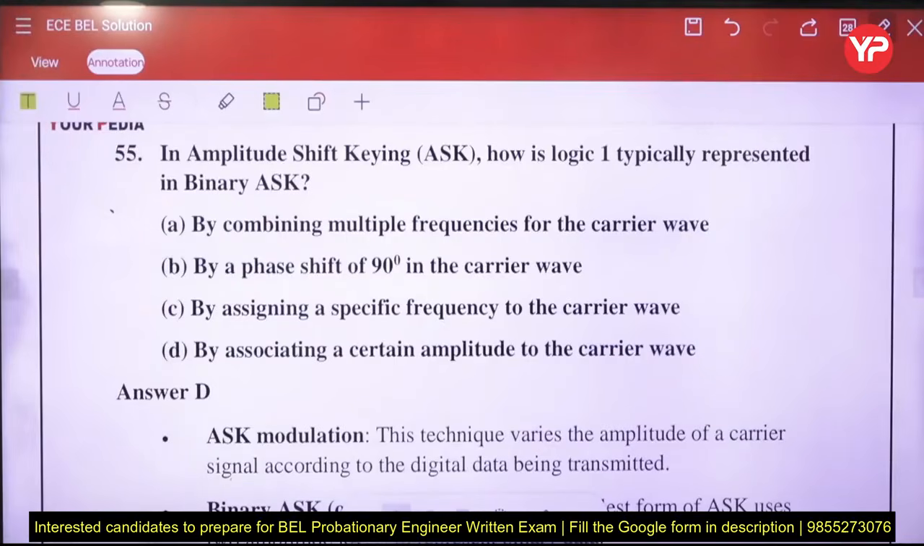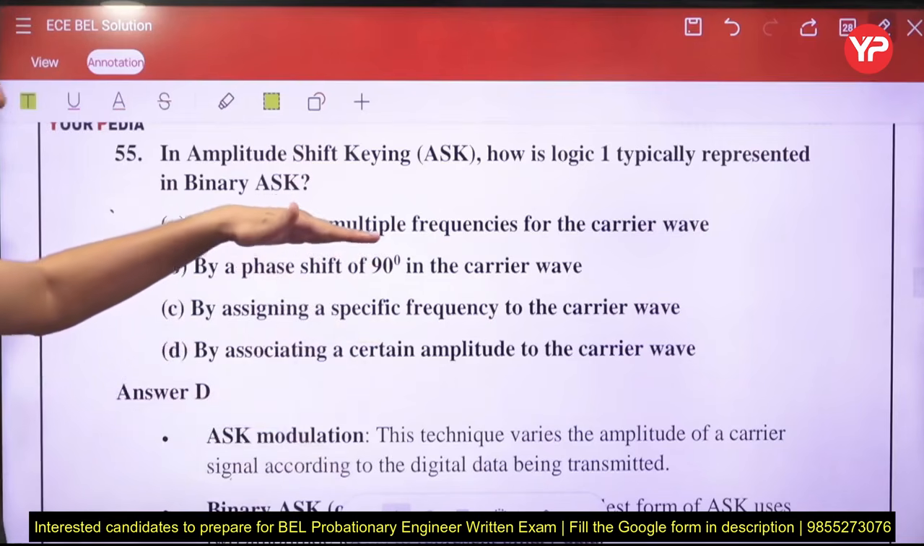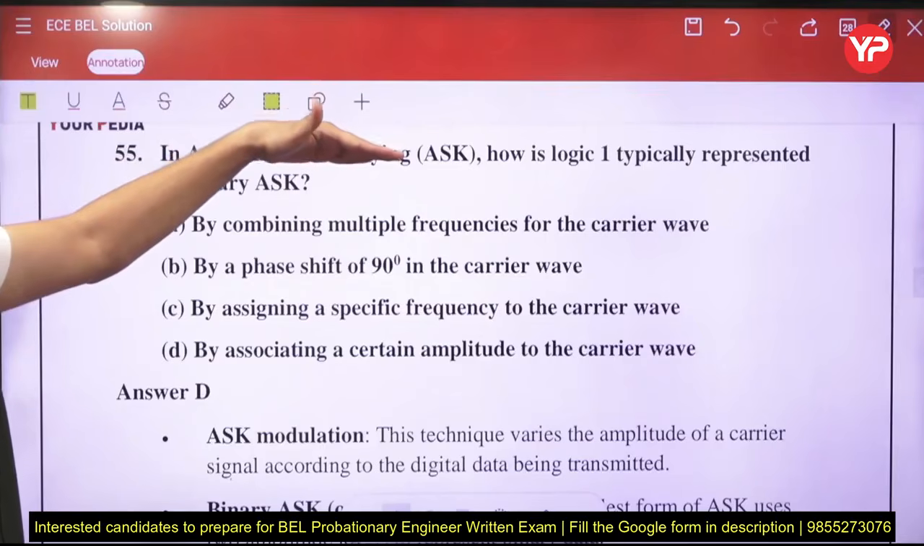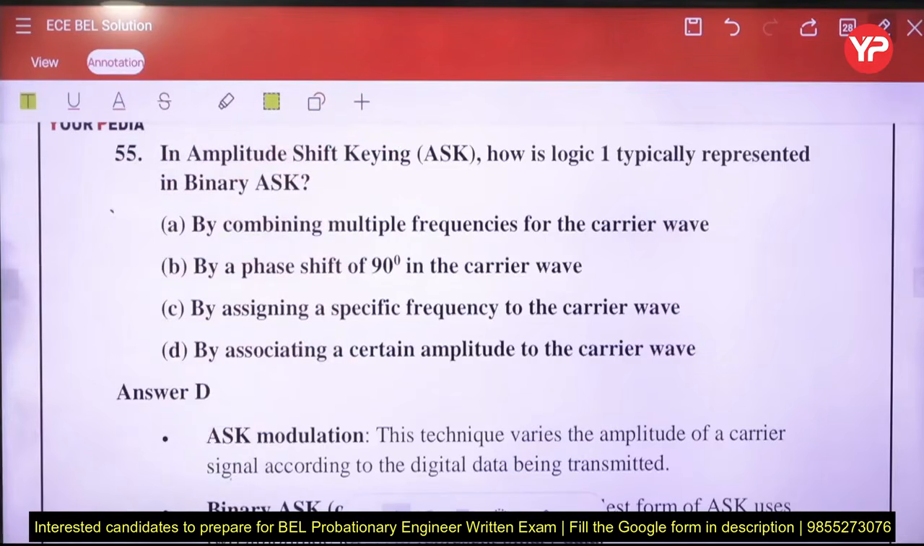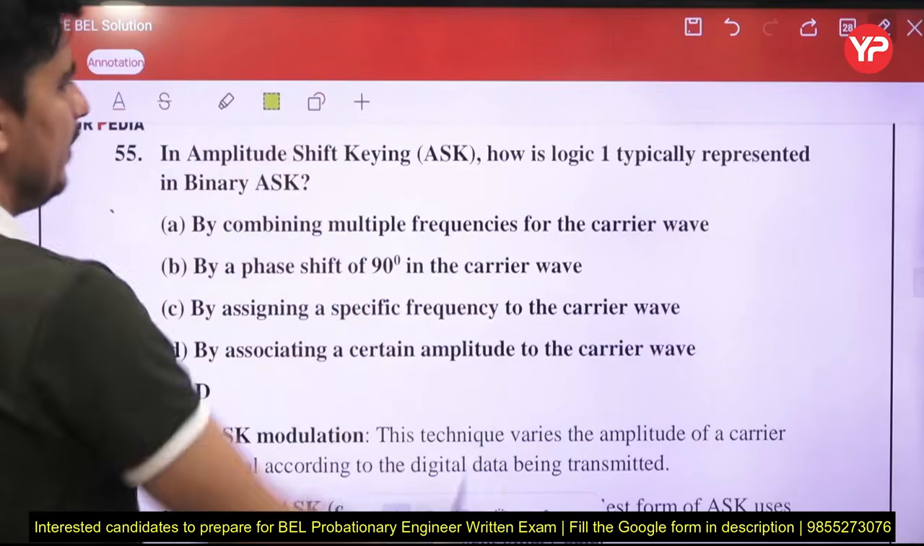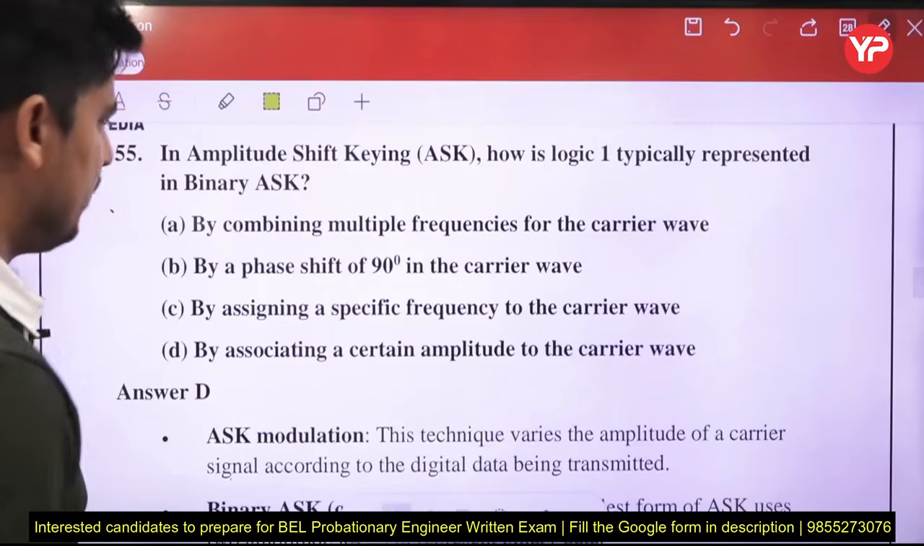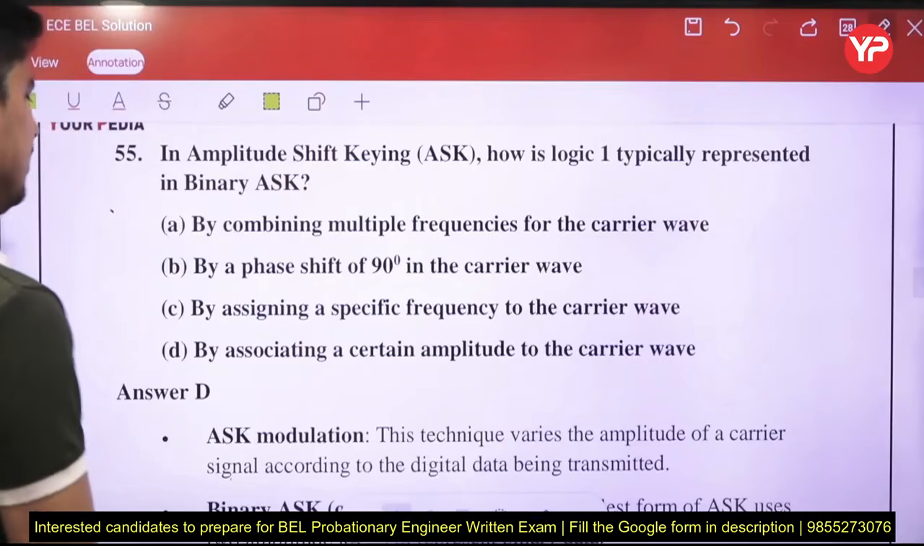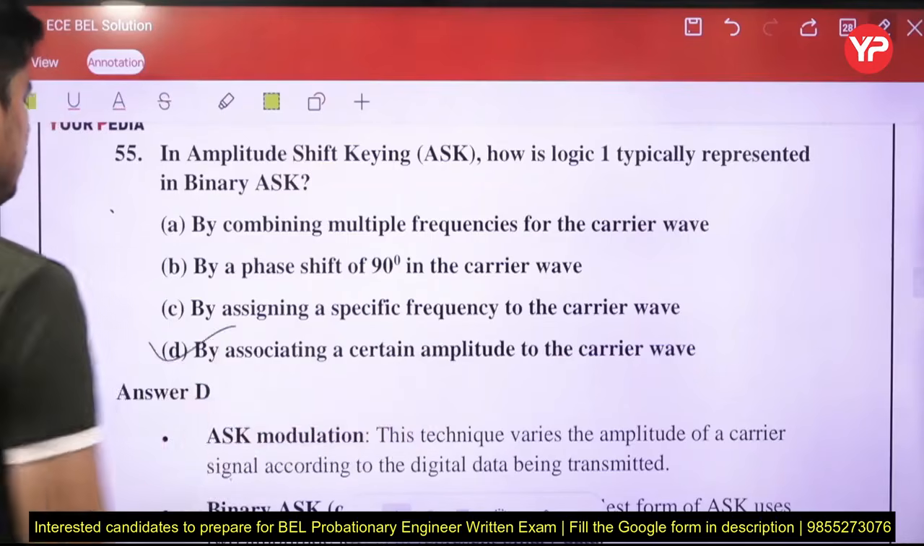In amplitude shift keying, ASK, how is the logic 1 typically represented in binary ASK? When we are talking about the one, we give an amplitude, a value like 5 volt or 6 volt, and 0 volt to 0. Assigning a specific frequency is FSK; ASK associates a certain amplitude to the carrier wave.